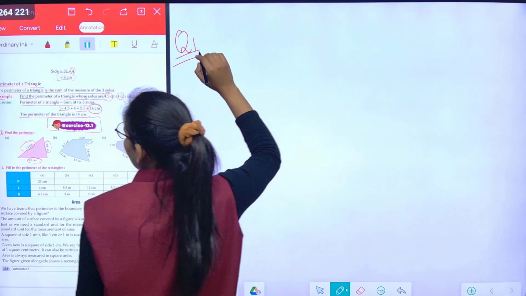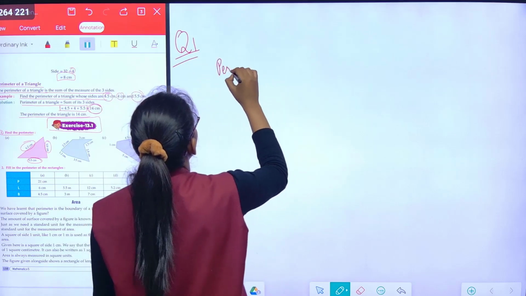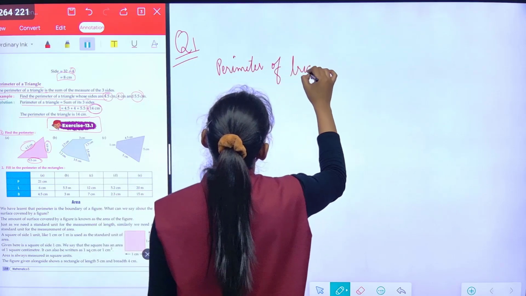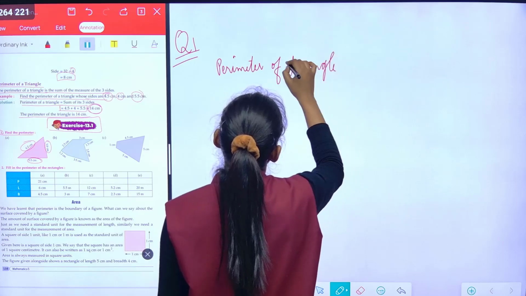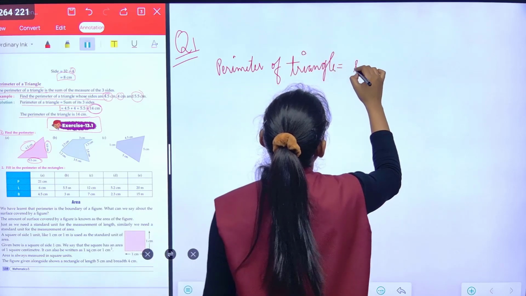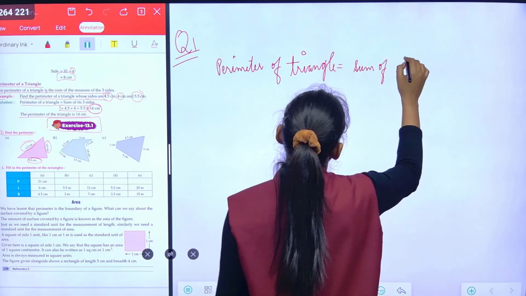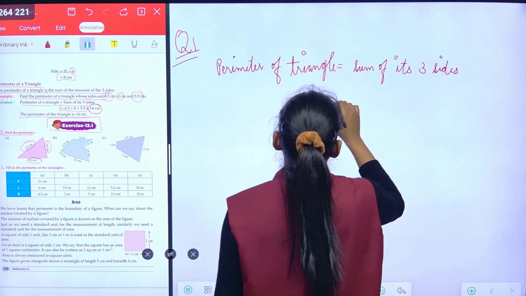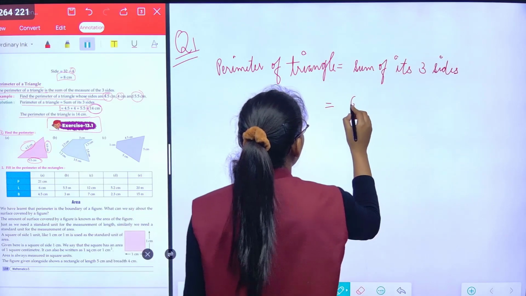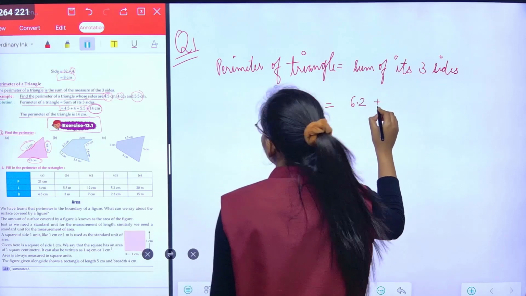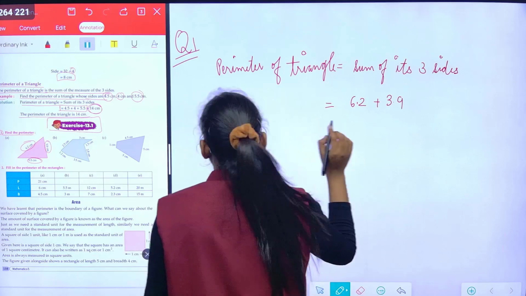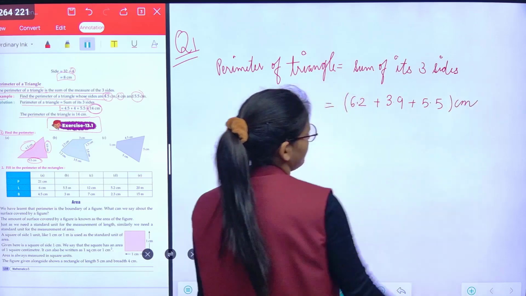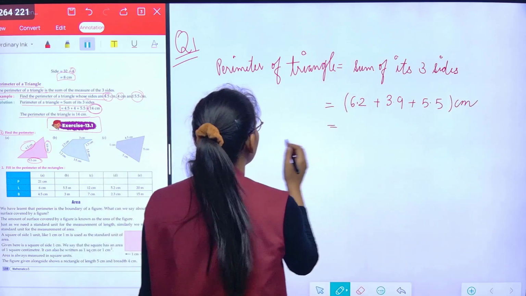Now question number 1, parameter of triangle is equal to sum of its 3 sides. Okay class. Now first side is 6.2 centimeter and 3.9 centimeter, 5.5 centimeters. Okay, class? Understand? Then add them.